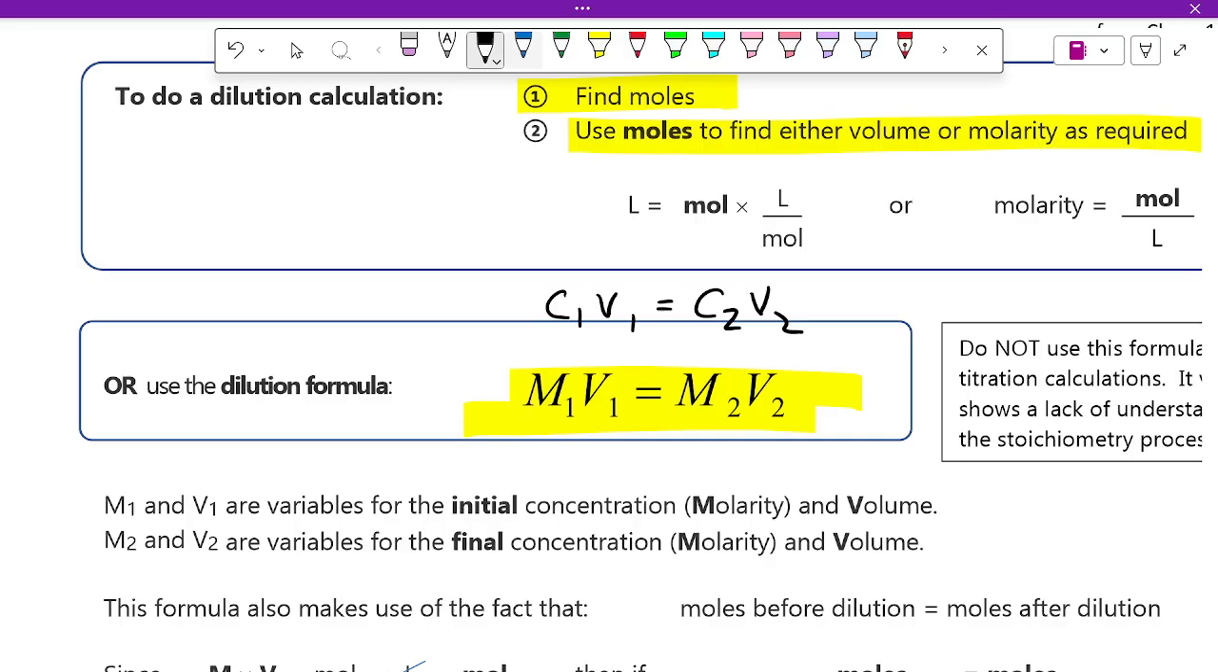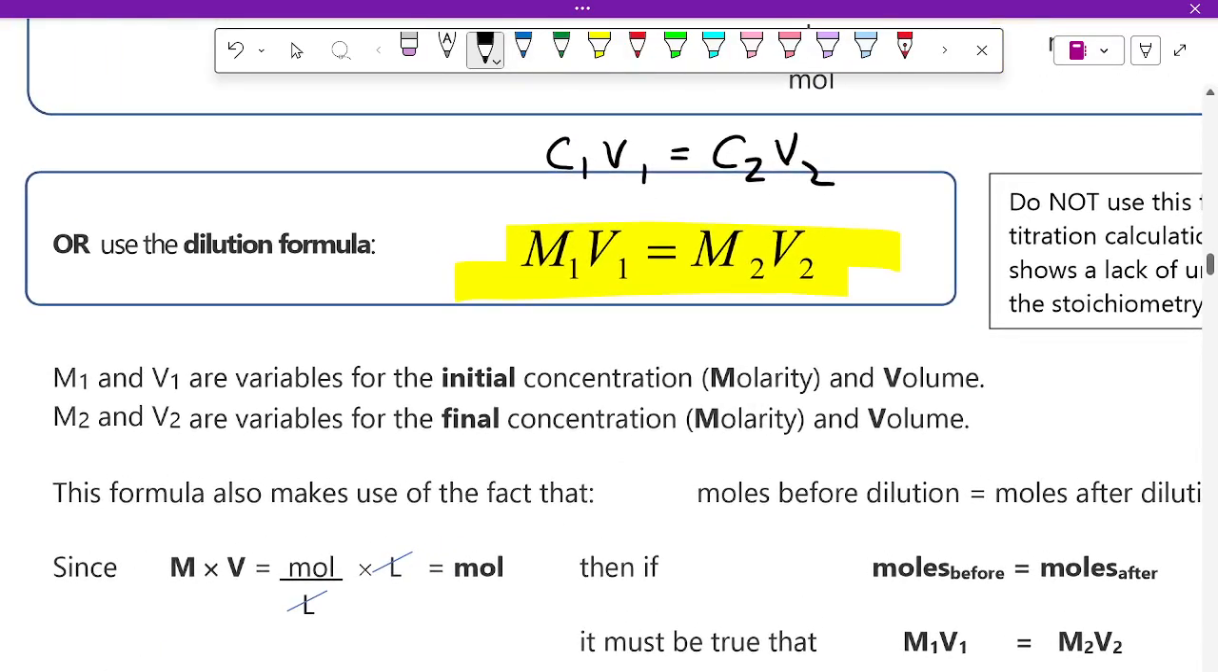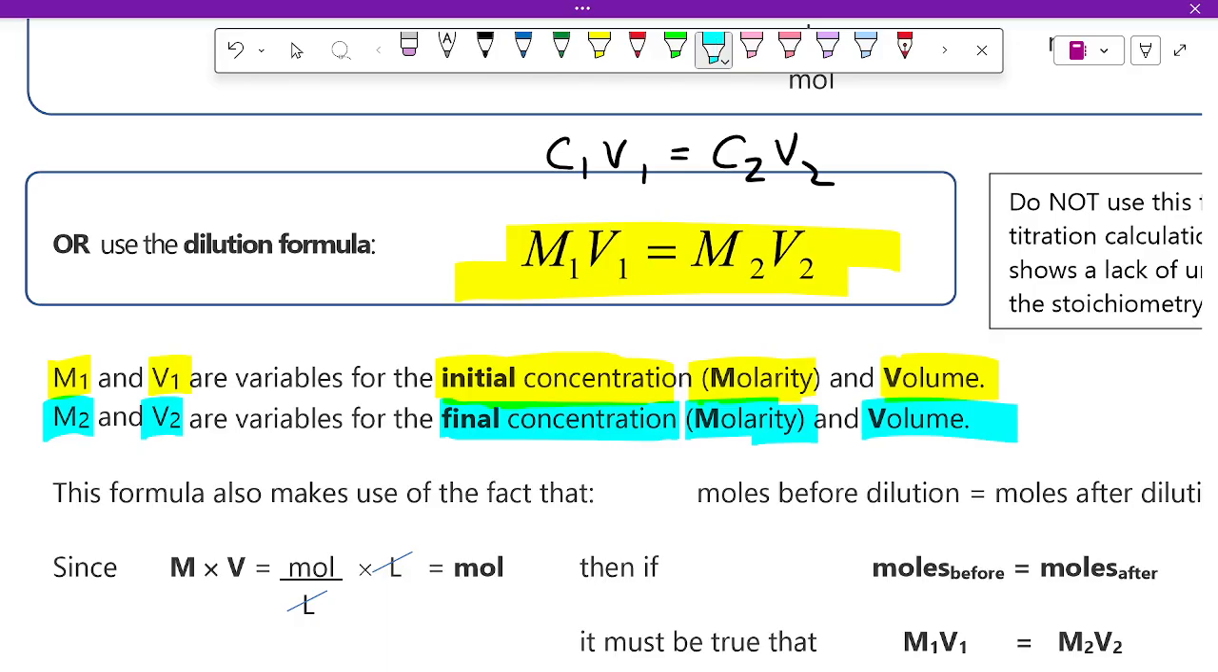Okay? So M1 and V1 are the variables for the initial concentration, M1, the molarity, and the initial volume. M2 and V2 are the final concentration, the molarity and the volume.